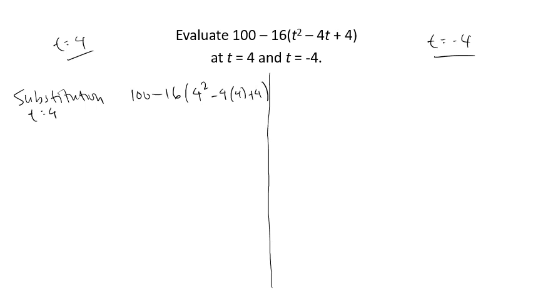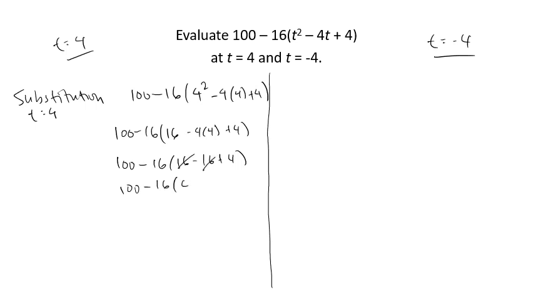So within here, we should do the exponents first. So we've got 100 minus 16. Now the exponent is going to be 4 squared, makes a 16. And minus 4 times 4 plus 4. And now we can do multiplication from left to right. And now we do our addition and subtraction. We see these cancel. This is a 4. So this is 100 minus 64 equals 36. And I'm missing some equal signs along here.